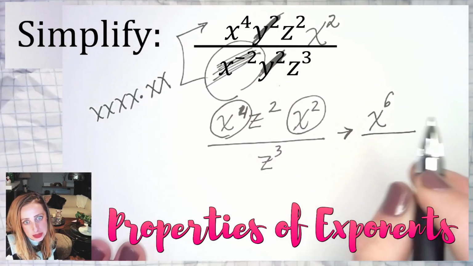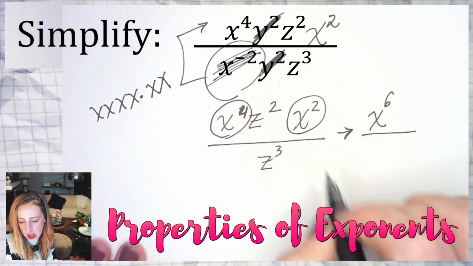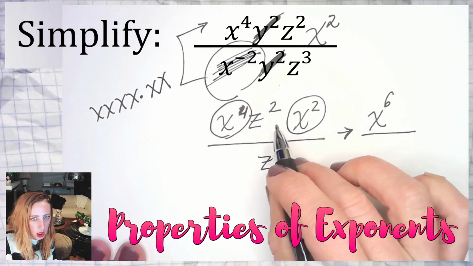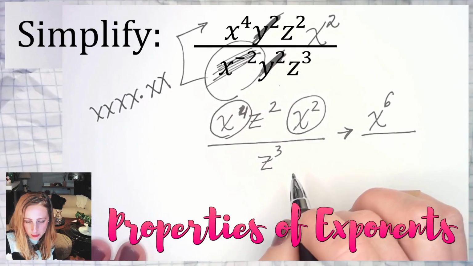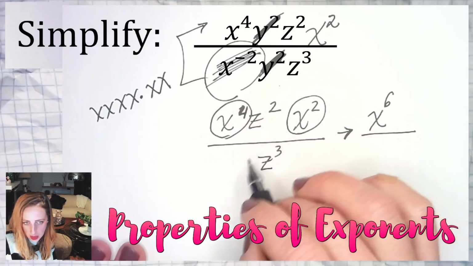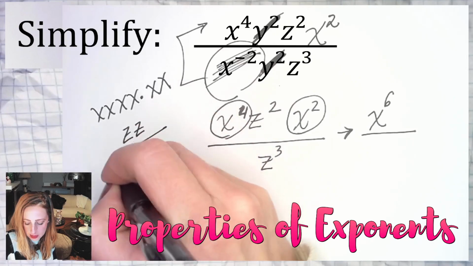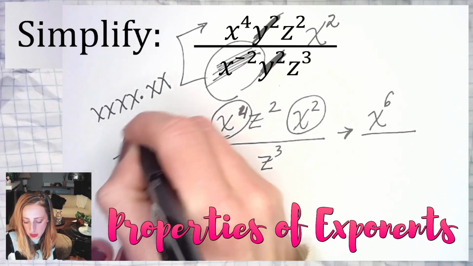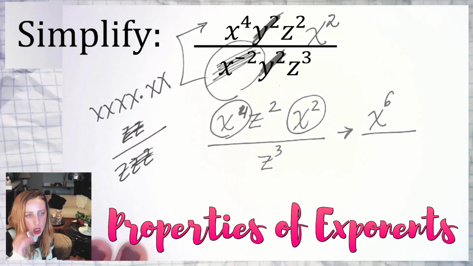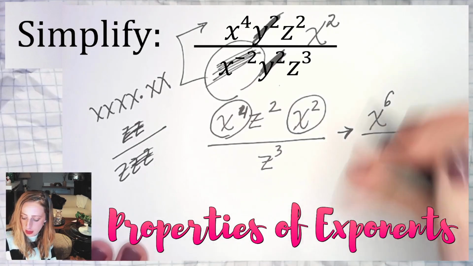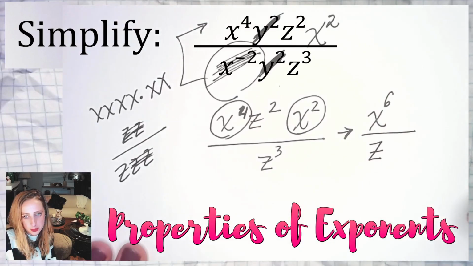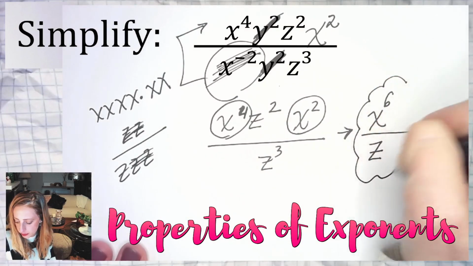Now we have z to the 2nd over z to the 3rd. It's sort of like a game of tug of war. Z to the 3rd is going to win. 2 on top are going to knock out with 2 of them on bottom, because you really have z over z. Those are gone. 1 is left, but where it's left matters. It's left in the denominator. And there you have it.